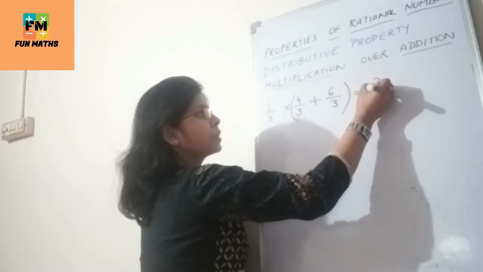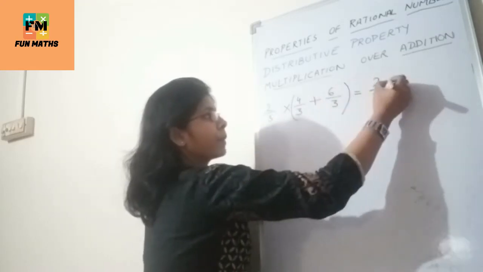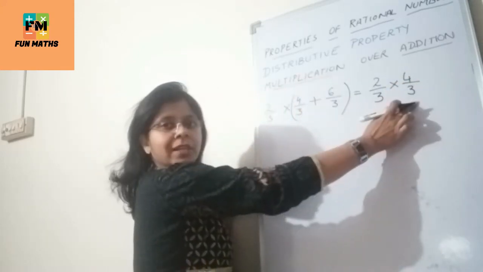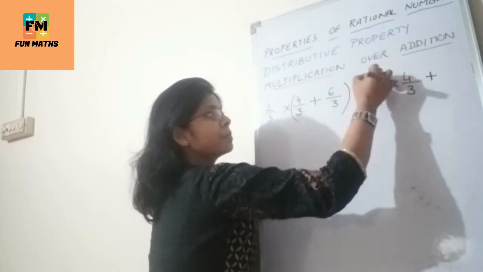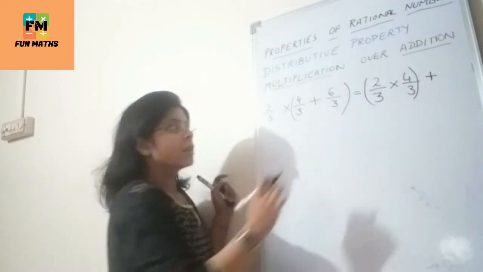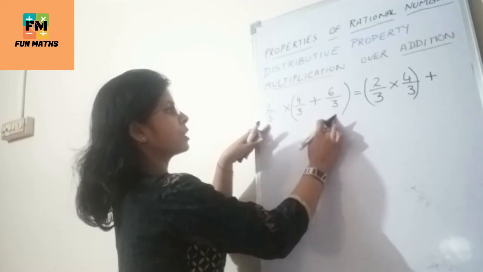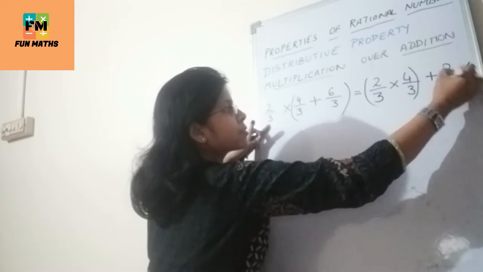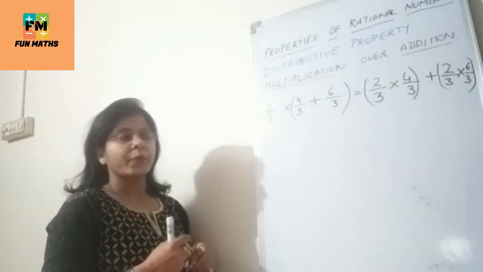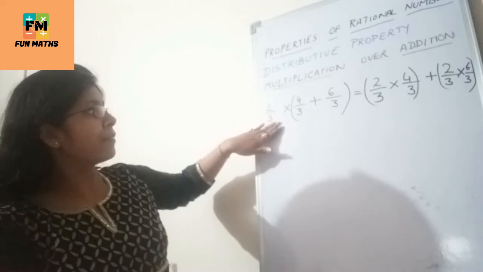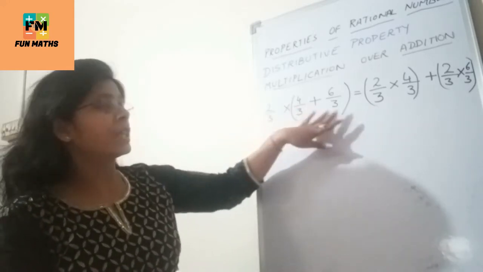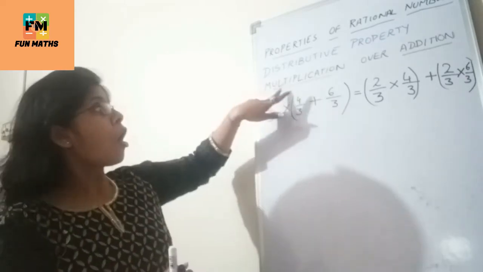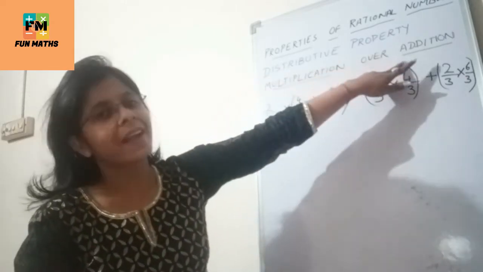So when we distribute this 2 by 3 with 4 by 3, it is 2 by 3 into 4 by 3. Now we have done the multiplication over addition, so now for the addition, we will again distribute this 2 by 3 with 6 by 3, that is 2 by 3 into 6 by 3. In this way you have seen how we have distributed one rational number with the other two. That's why this property is known as the distributive property of multiplication over addition.